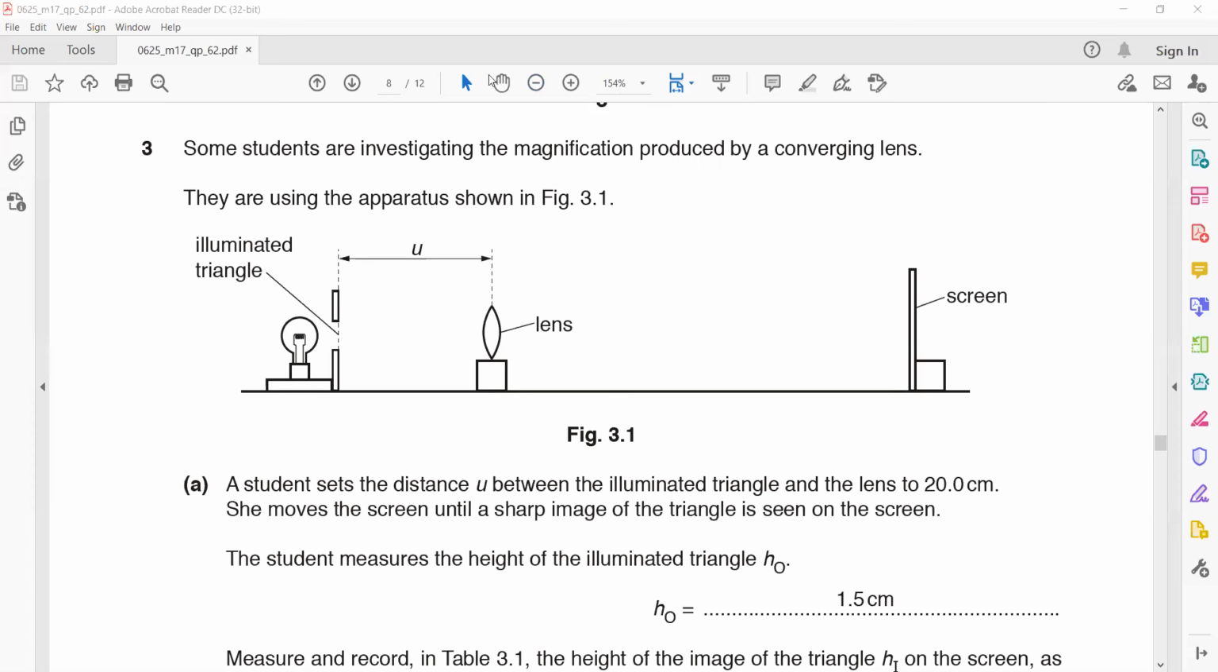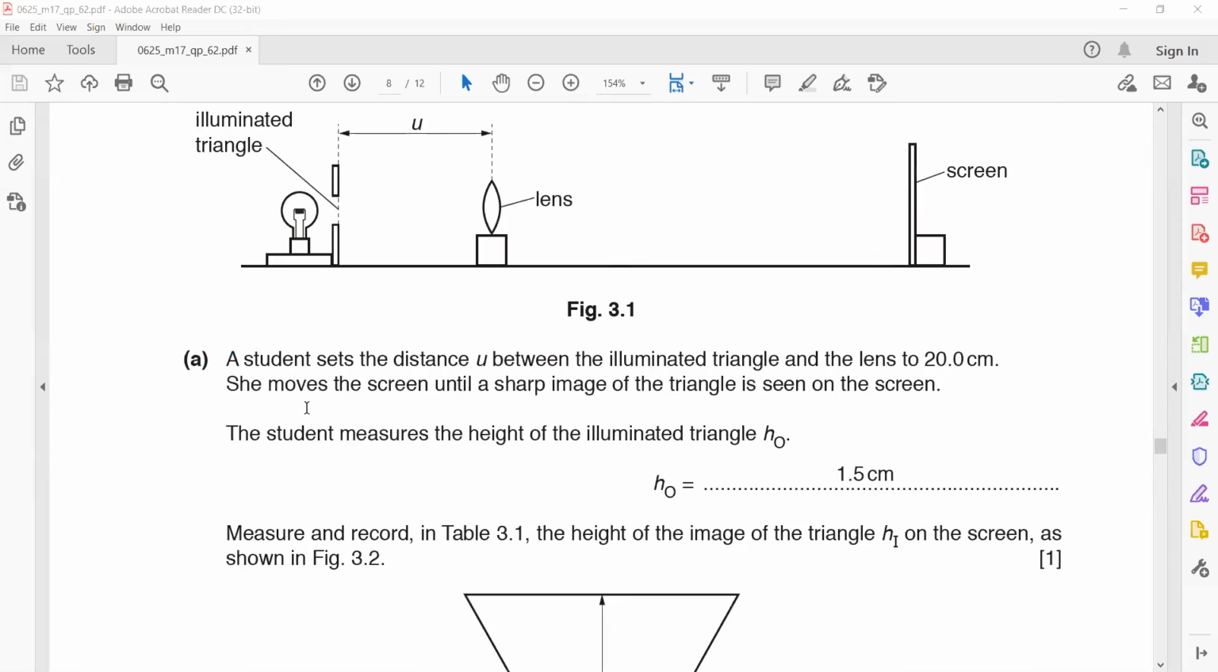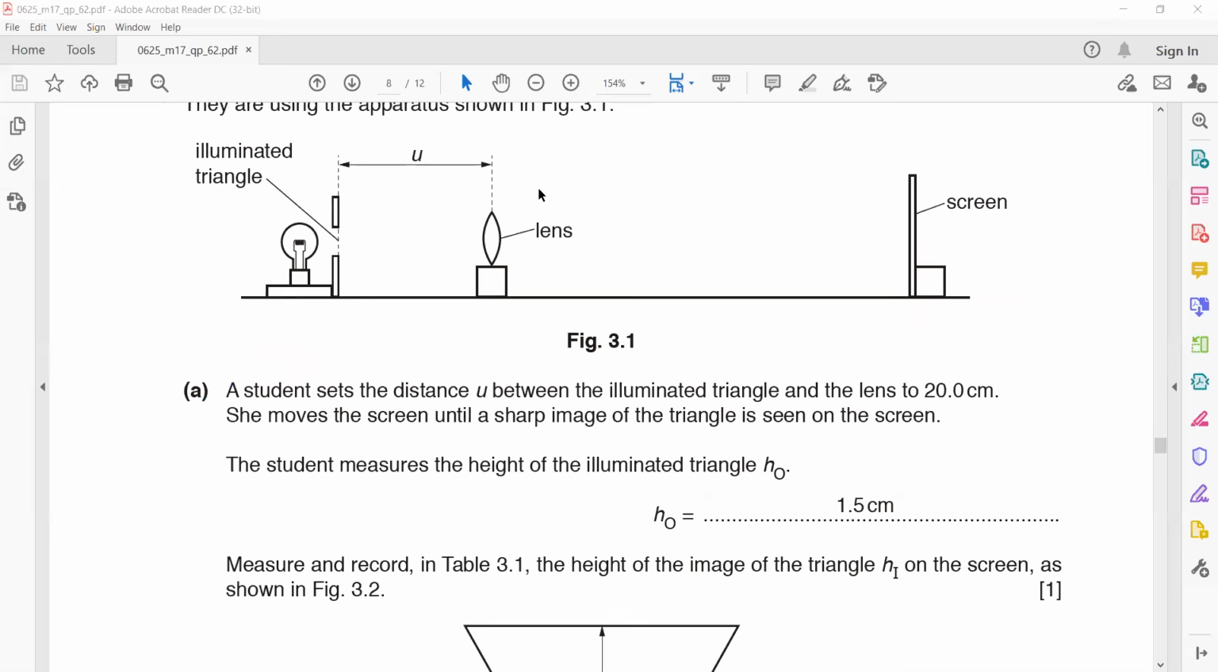So some students are investigating the magnification produced by a converging lens. They are using the apparatus shown in figure 3.1. An illuminated triangle is there, but when the light passes through a convex lens, on the screen we'll see an inverted triangle, because real images formed by a convex lens are always inverted. The student set the distance u between the illuminated triangle and the lens to 20 centimeter. She moves the screen until a sharp image of the triangle is seen on the screen.